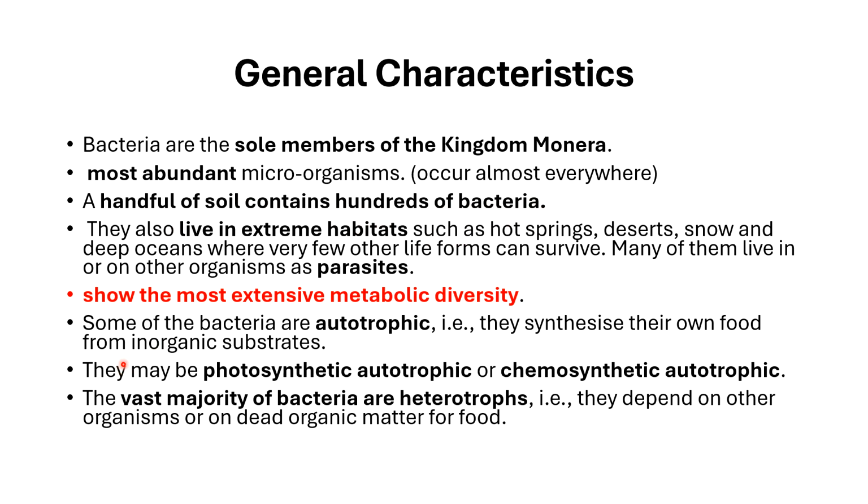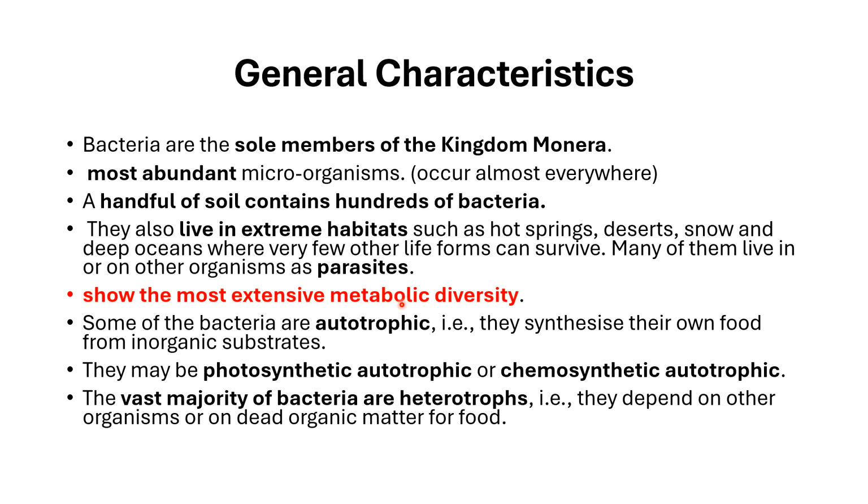Okay. Now, these bacteria show the most extensive metabolic diversity. What's the meaning of this? It means that some bacteria can be autotrophic in nature. Autotrophic means they can synthesize their own food. Otherwise, they can be heterotrophic in nature. Heterotrophic means they depend on other organisms or dead organic matter for their nutrient requirements.